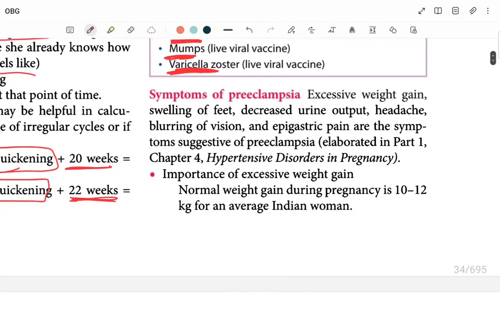Now next you need to ask for symptoms and signs of preeclampsia. So what are the symptoms of preeclampsia generally?